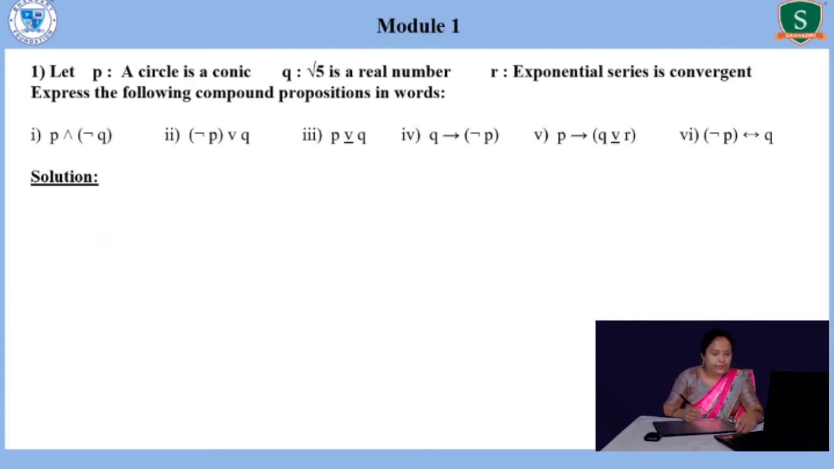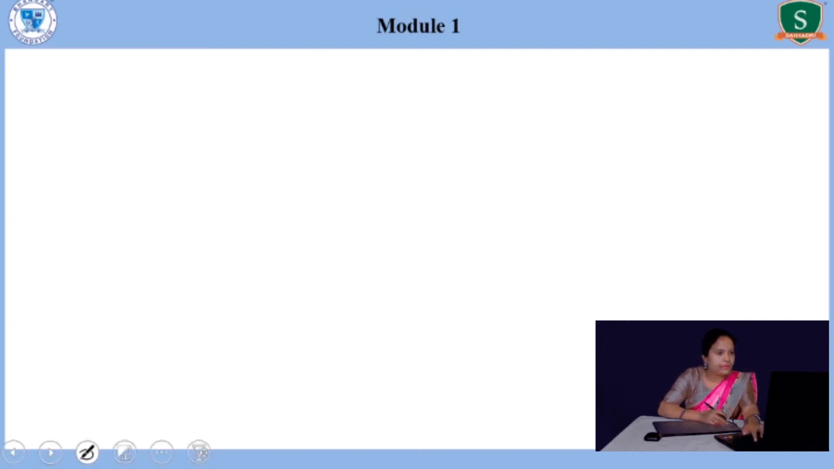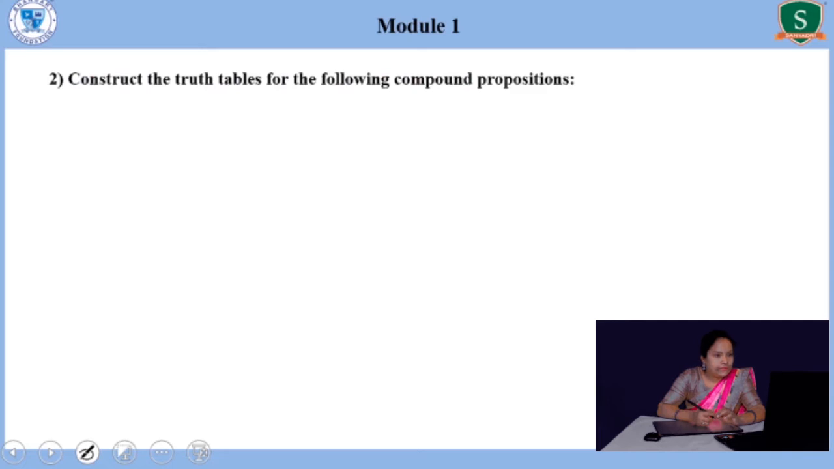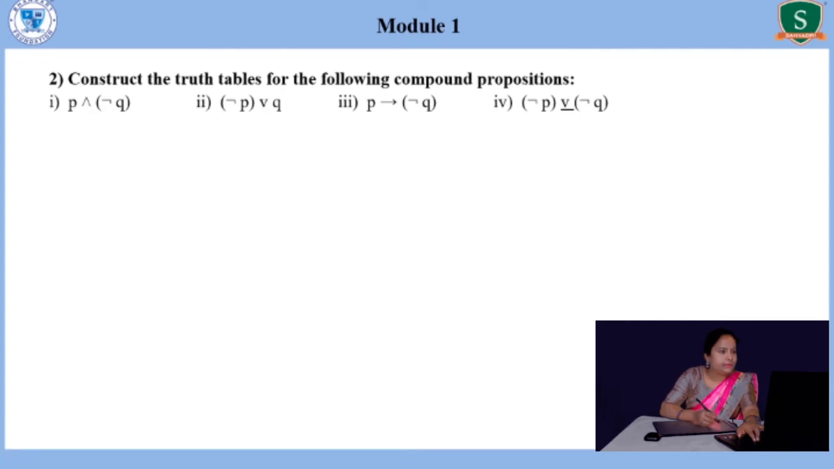We'll see the next problem. Construct the truth tables for the following compound propositions: P and negation Q, negation P or Q, P conditional Q, negation P exclusive or negation Q. Here we have only two propositions, P and Q.